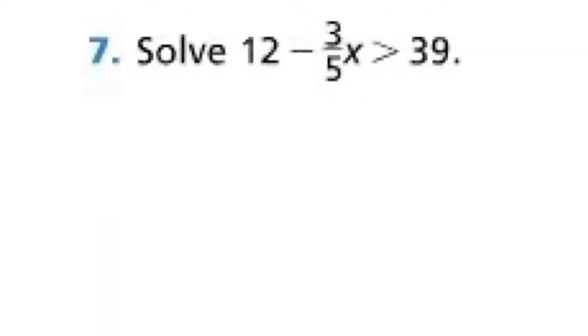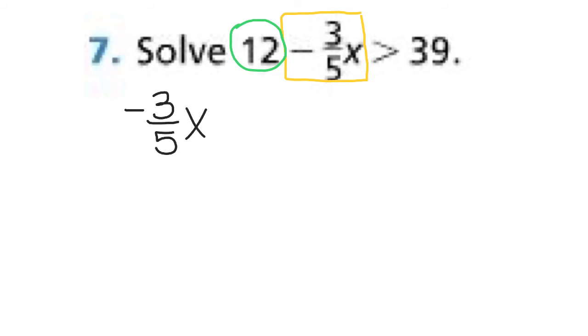Question 7. We're going to solve this inequality. And as usual, I prefer my variable to be on the left side. But when I look at this one, I notice that the 3/5 x has a minus sign in front of it, which tells me the 3/5 x is negative and the 12 is positive. So when I reverse this inequality, I'm going to have negative 3/5 x plus 12 is greater than 39. This reversal is extremely important to make sure we know what number is negative and what is being added.